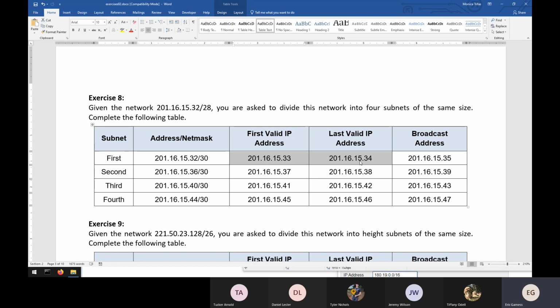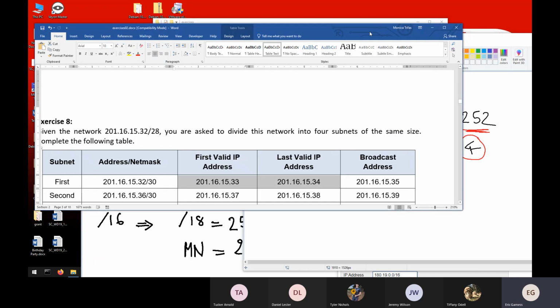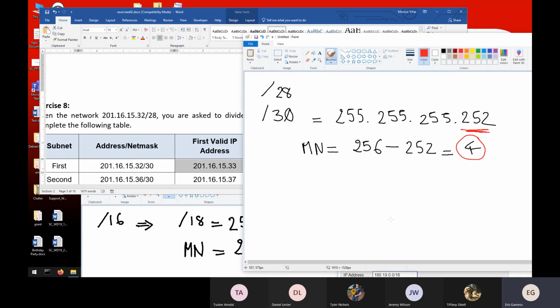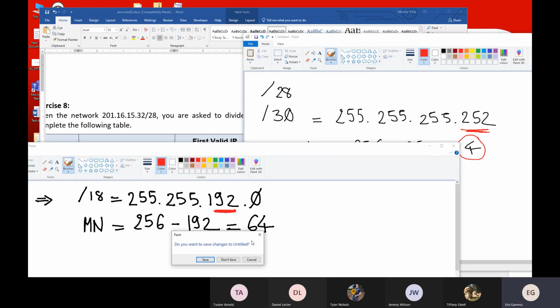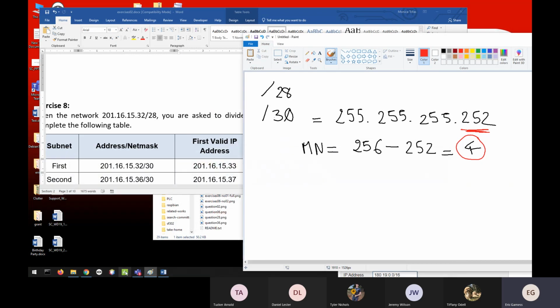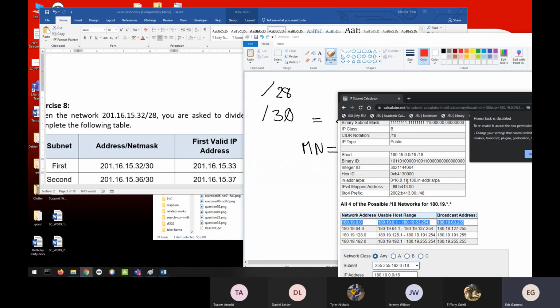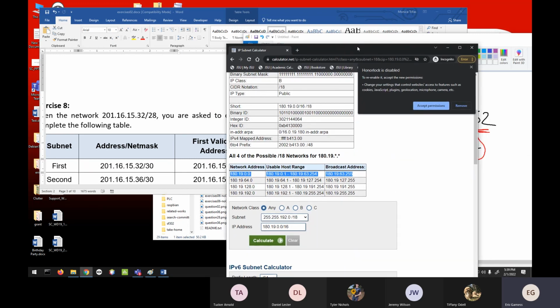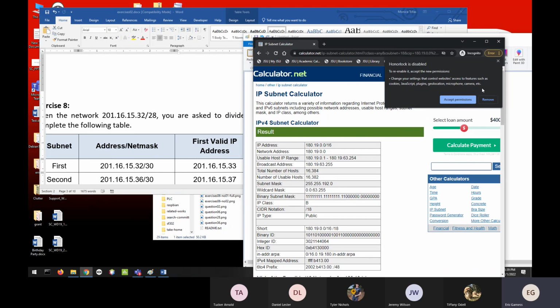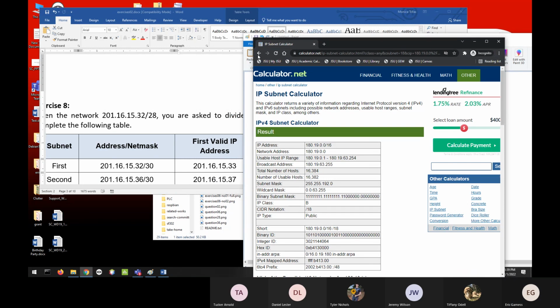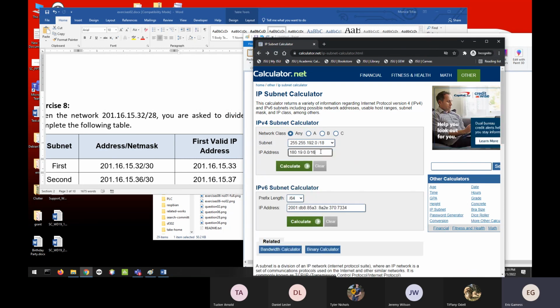So if I take my calculator again, let's go back to the calculator that we previously found. We close what we don't need. We don't need that anymore. Okay, so there. Let's put the original network here. So the original network is what?